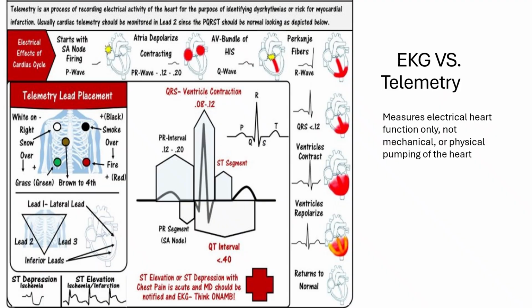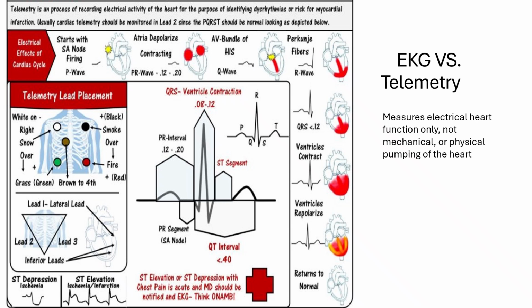And an EKG, remember, is going to be very comprehensive. It's going to give us 12 different views of the heart, allowing us to see more areas of the heart and providing us with more detailed information. The downside of an EKG is it's only showing us what is occurring at that moment in time.